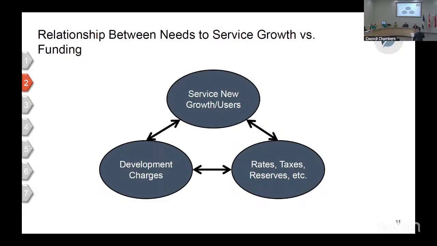So this schematic here really just summarizes that the money has to come from somewhere. If we have new users, new growth coming to the municipality, we need to build infrastructure to accommodate them. To the extent that that infrastructure is related to growth and caused by the growth, you can recover that cost from development charges. If you don't use development charges or reduce your development charges, the money has to come from somewhere to build that infrastructure, and it would come from rates if it's water and wastewater, or taxes if it's one of your other services.